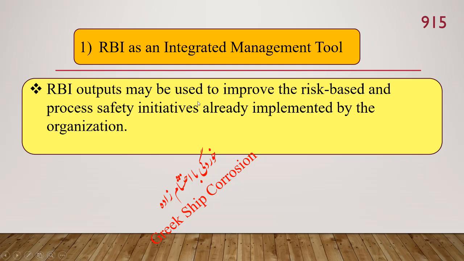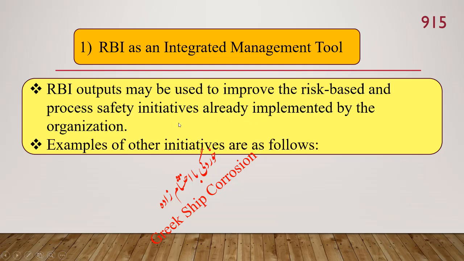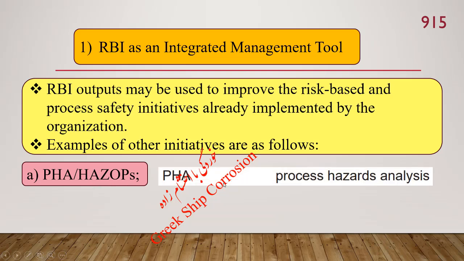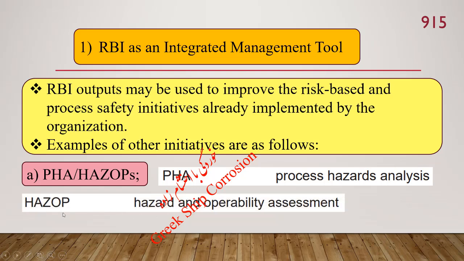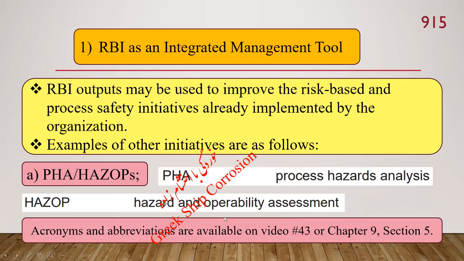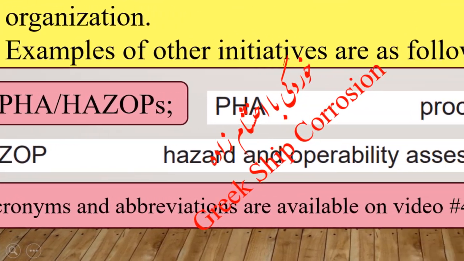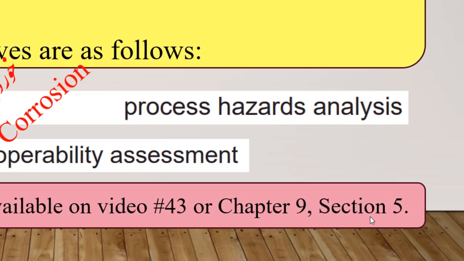RBI outputs may be used to improve the risk-based and process safety initiatives already implemented by the organization. Examples of other initiatives are as follows. A. PHA, HAZOPs. PHA stands for Process Hazards Analysis. HAZOP stands for Hazard and Operability Assessment. Acronyms and abbreviations are available in video number 43, or Chapter 9, Section 5.